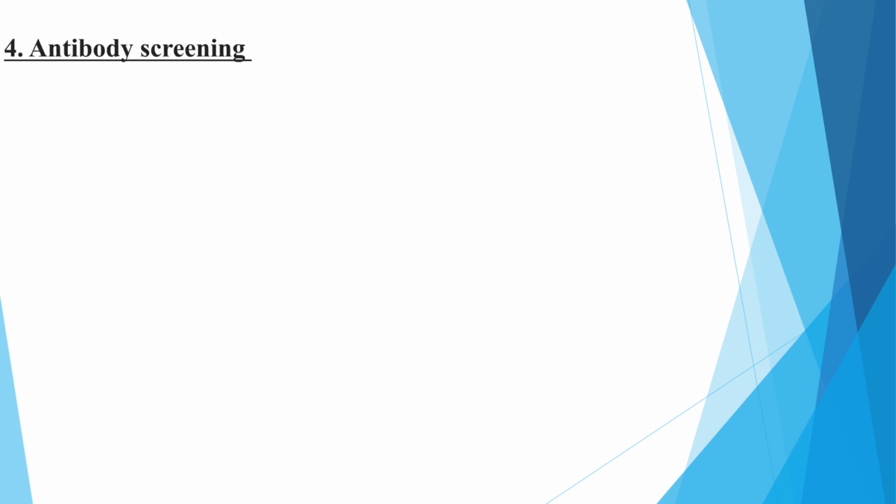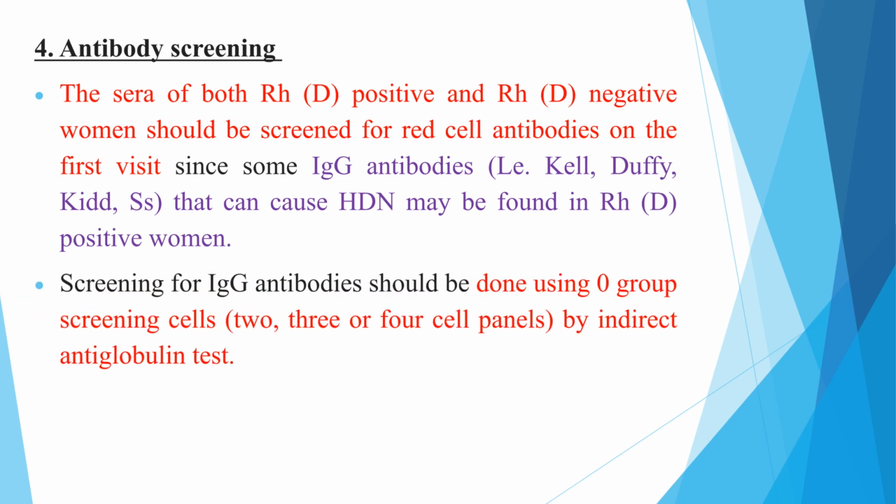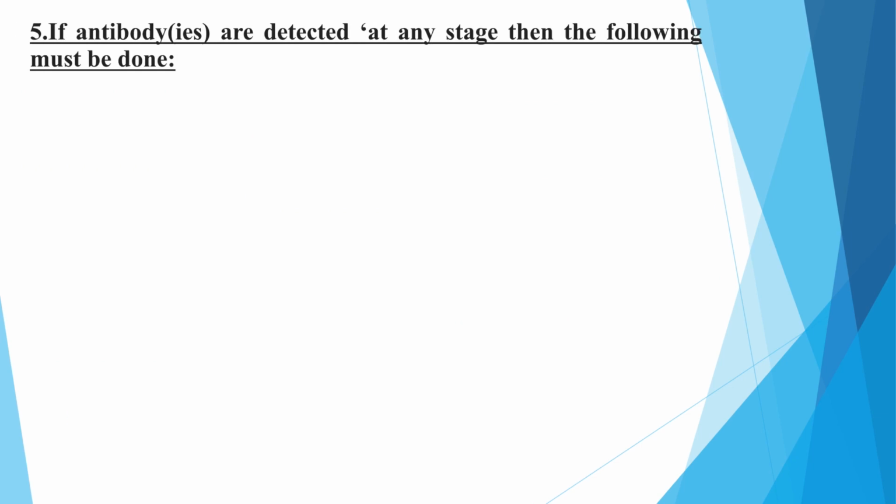4. Antibody screening. The sera of both RhD-positive and RhD-negative women should be screened for red cell antibodies on the first visit, since some IgG antibodies, Kell, Duffy, Kidd, Ss, that can cause HDN may be found in RhD-positive women. Screening for IgG antibodies should be done using zero-group screening cells, 2, 3 or 4 cell panels, by indirect antiglobulin test.